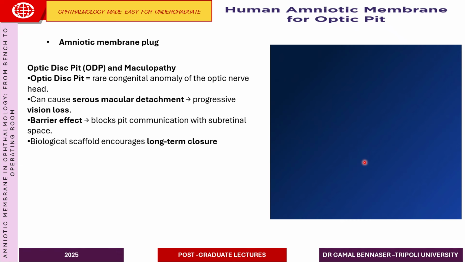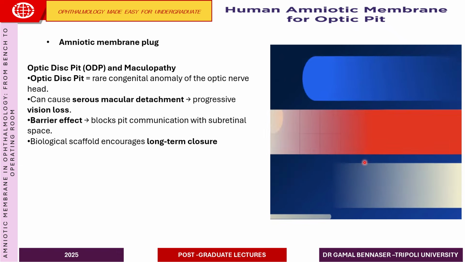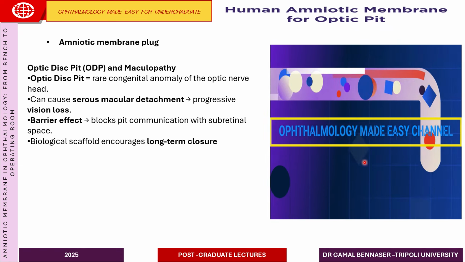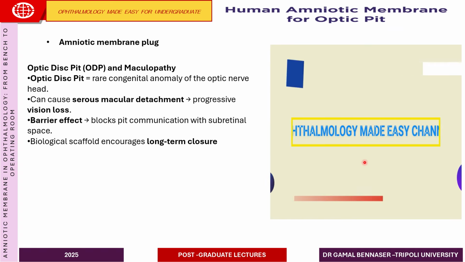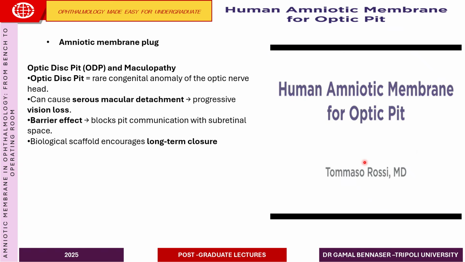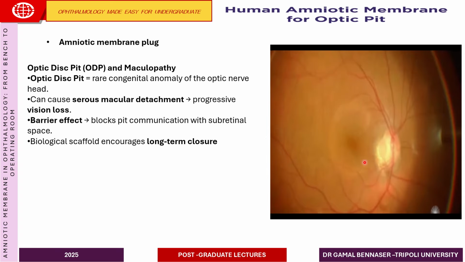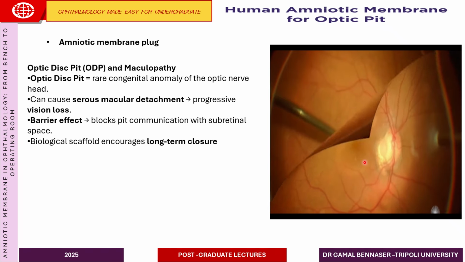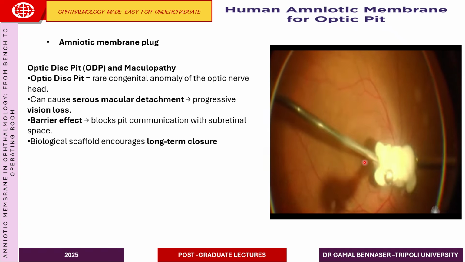So the role of amniotic membrane in this type of problem is to act as a biological plug or biological scaffold that encourages long-term closure of this hole, so that it prevents communication between the subretinal space and the liquefied vitreous that leads to serous detachment of the macula.